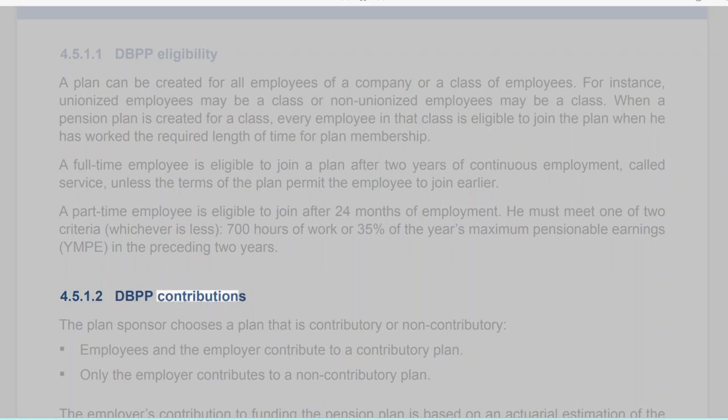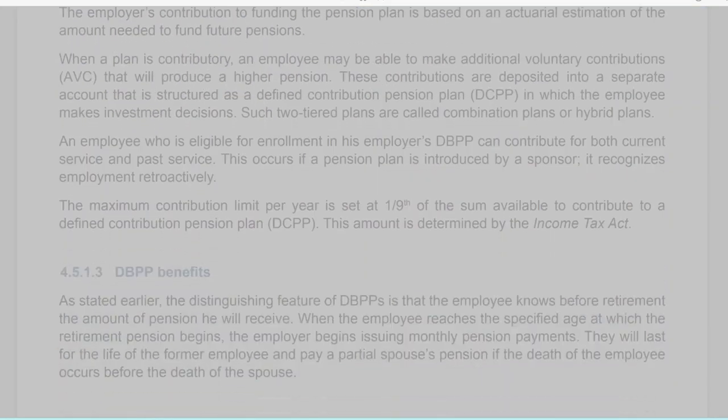4.5.1.2 DBPP contributions. The plan sponsor chooses a plan that is contributory or non-contributory. Employees and the employer contribute to a contributory plan. Only the employer contributes to a non-contributory plan. The employer's contribution to funding the pension plan is based on an actuarial estimation of the amount needed to fund future pensions.